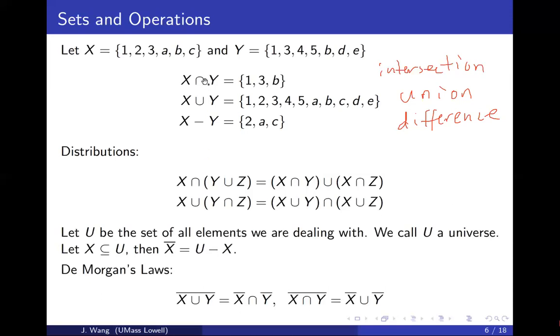For the intersection and the union, we have what we call distributions. So X intersect Y union Z is equal to X intersect Y first, and then union X intersect Z. These are straightforward.